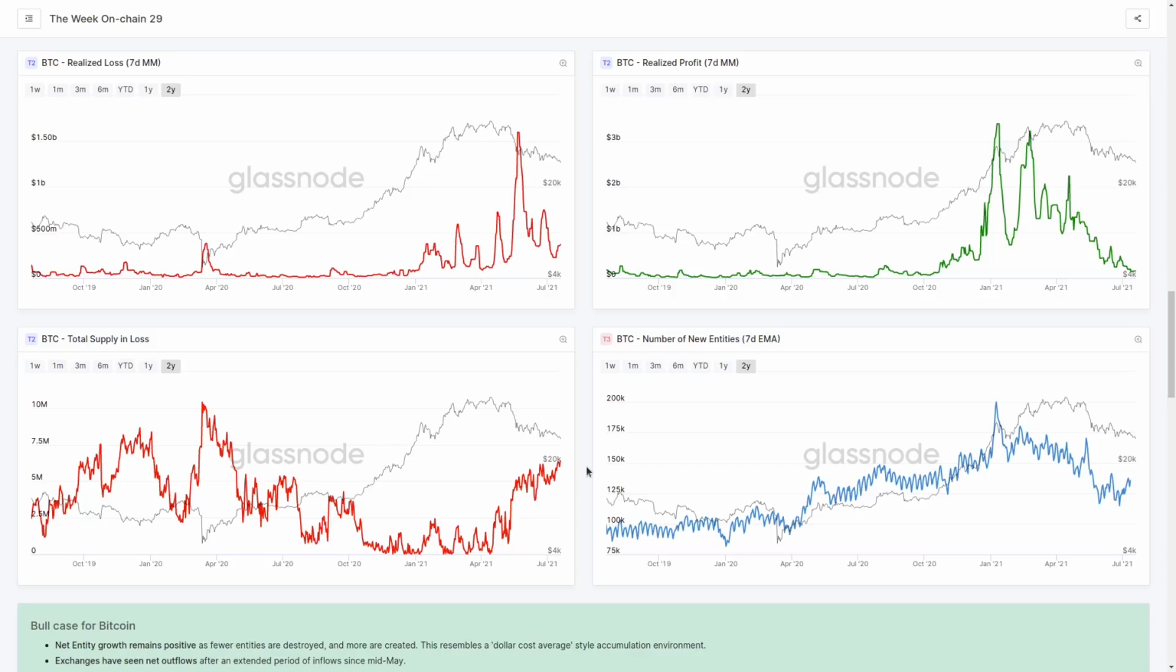So it gives us an idea about what the magnitude of sell side could actually be, again, in the most extreme scenario. And when we finally close on our number of new entities, there's been a lot of debate and discussion around the concept of entities versus addresses, and we'll cover that a little bit more in the bull case for Bitcoin. But let's just start by defining what entities are.